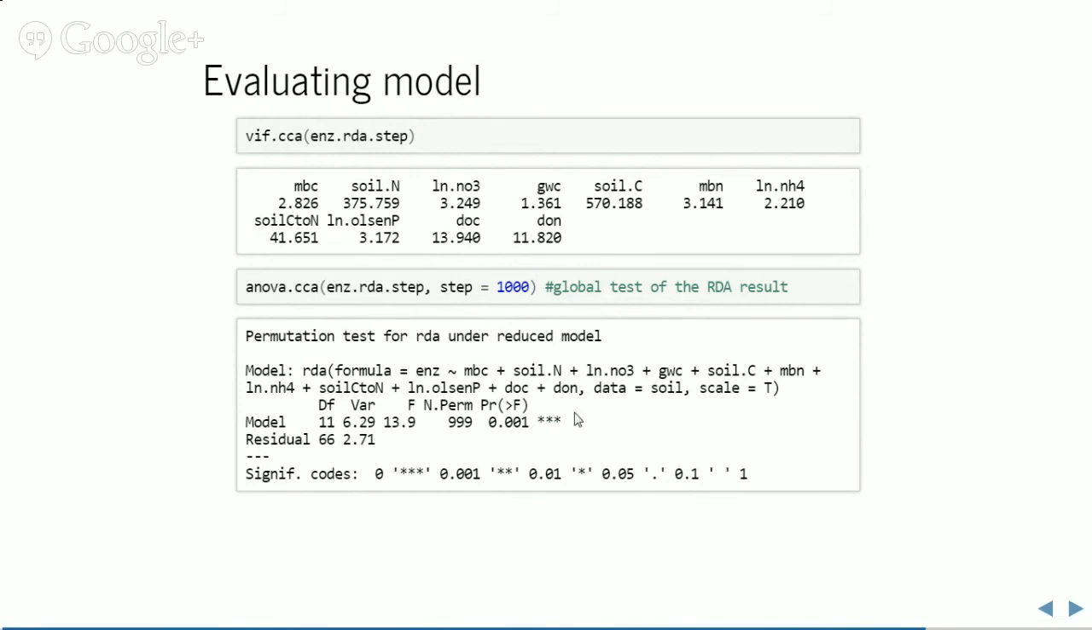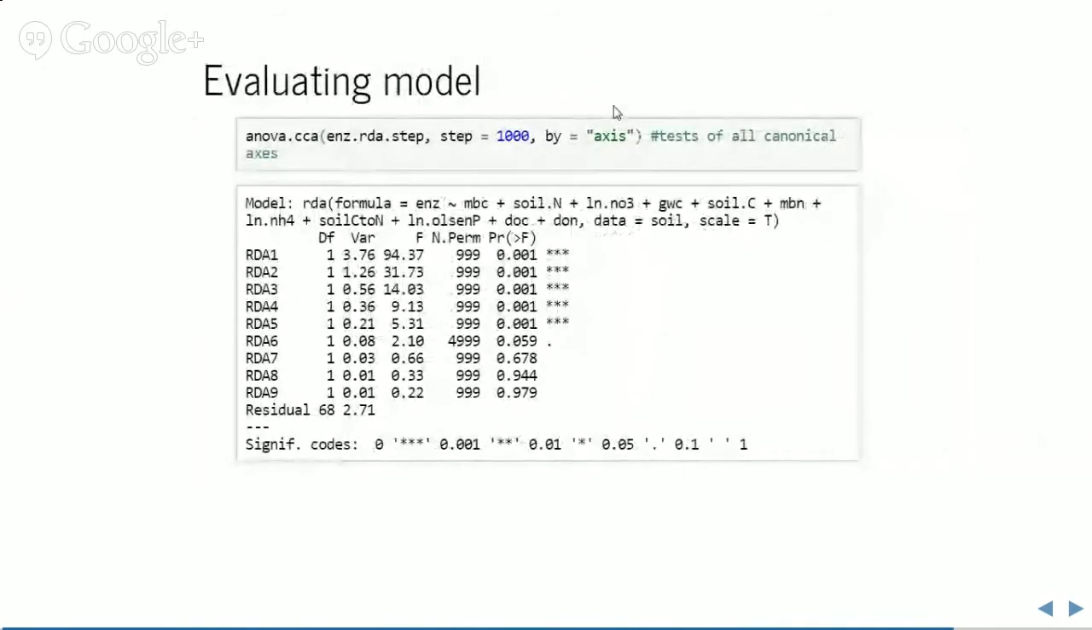We have a lot of explanatory variables. But you can use this ANOVA.cca function. It has some different arguments you can use. For instance, you can choose by axis and then get a significance test of the different RDA axes. You can look at individual variables. So if you look at the help file for this one, it'll give you all of the different statements you can use there.